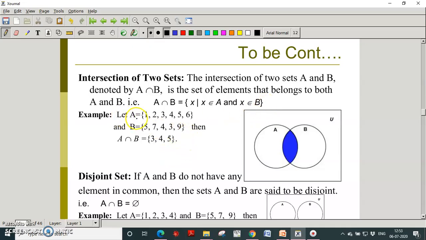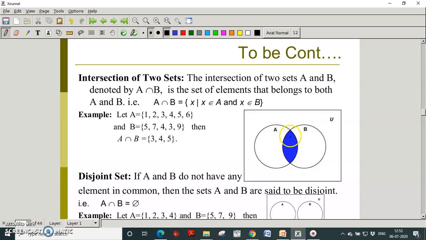For example, take A equals {1, 2, 3, 4, 5, 6} and B equals {5, 7, 4, 3, 9}. Then we find the intersection, means common elements. There are 3 elements which belong to both the sets A and B. So they come under the intersection. A intersection B equals {3, 4, 5}.